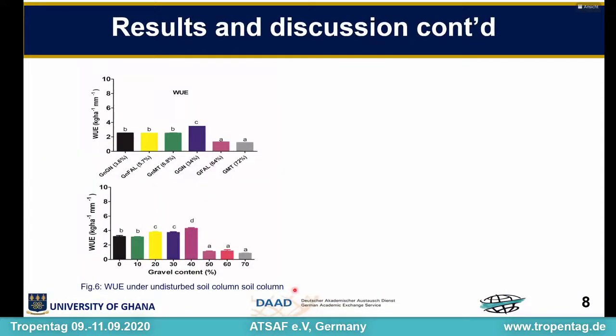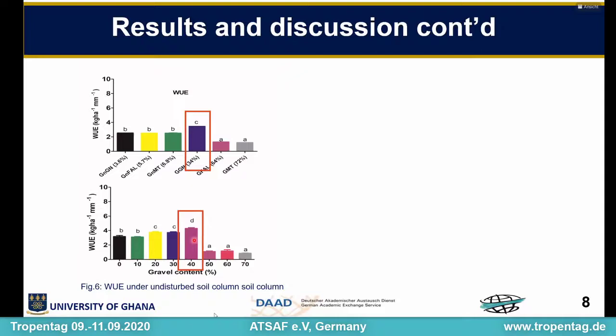To look at the water use efficiency, what we observe is that as the gravel content increased to 34% in the undisturbed soil columns, the water use efficiency became high. So the highest water use efficiency was observed at 34% gravel content, whereas in the disturbed soil samples at 40% gravel content, the water use efficiency also became the highest.